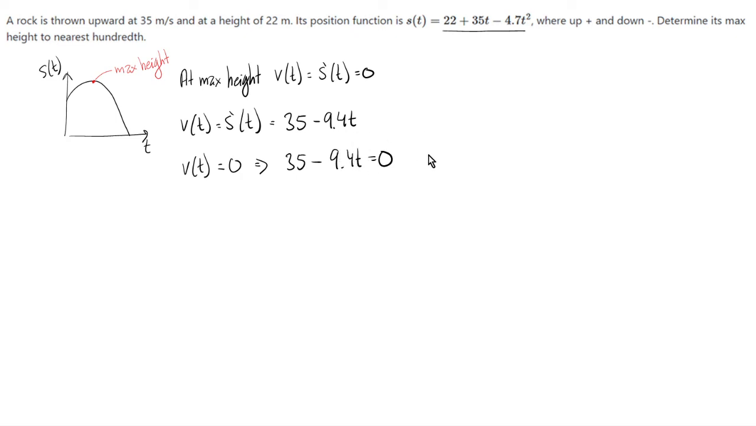And now I solve it for the time, which is going to give us negative 35 over negative 9.4, which is equal to, and to nearest hundredth, so 2 decimals, 3.72 seconds. Now, this tells us that after 3.72 seconds, this rock reaches the maximum height.